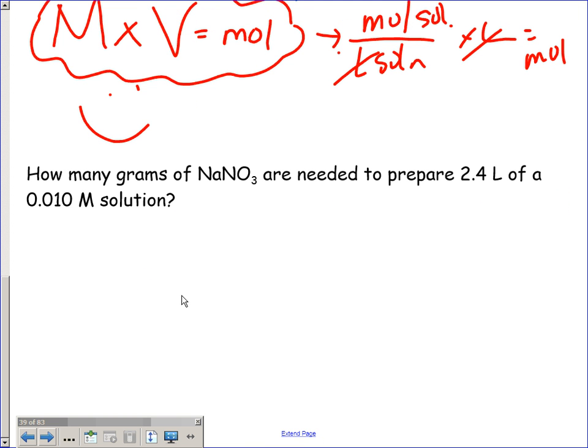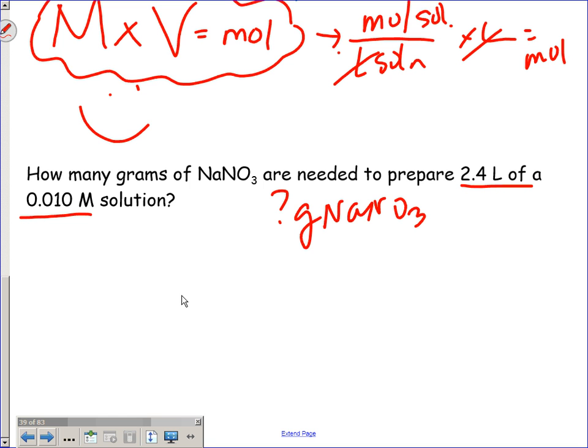So on this one, let's approach it as M times V and then figure out where we can go from there. How many grams of sodium nitrate are needed to prepare 2.4 liters of a 0.01 molar solution? What two values do I have? Go for it, Nick.